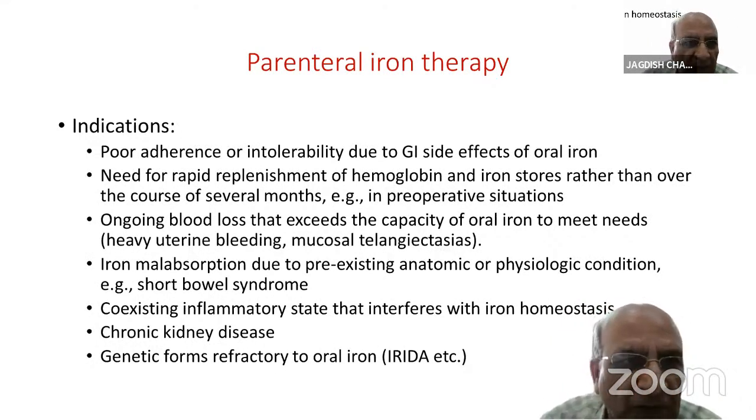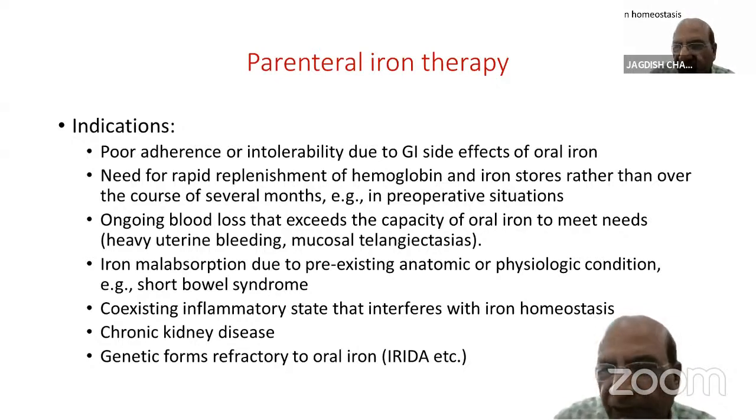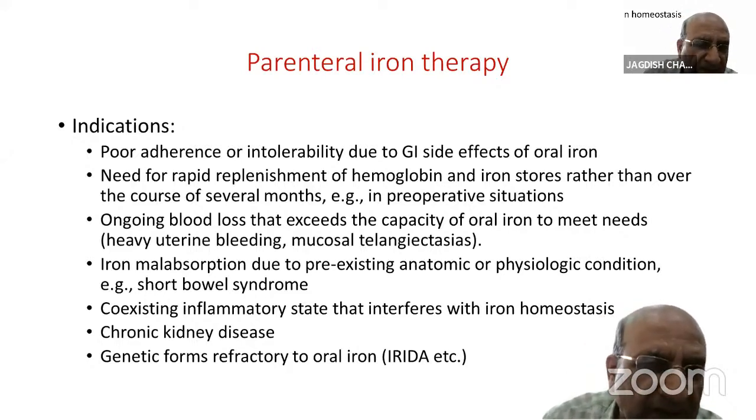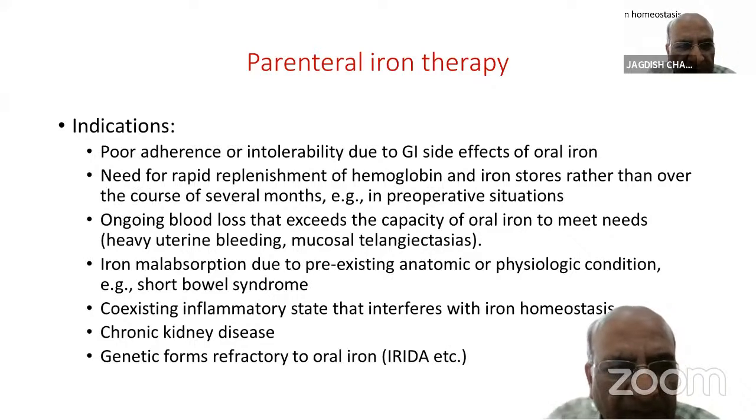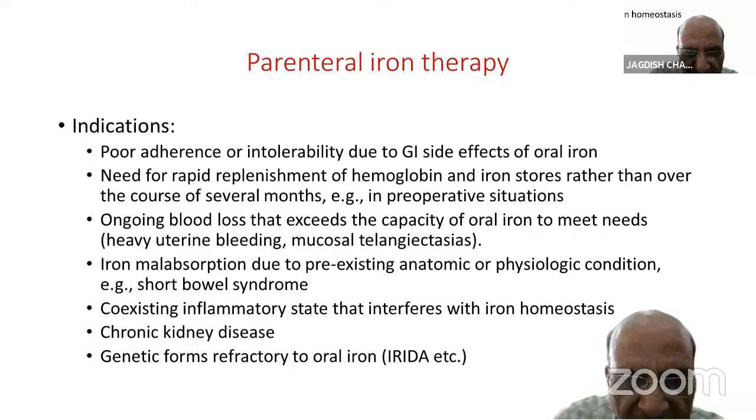But all the same, just to complete the topic, the indications would include poor adherence or intolerability due to GI side effects. If there is a need for rapid replenishment of hemoglobin, particularly in preoperative situations, then you might use parenteral iron. You can't wait, say, for 2 to 3 months for the hemoglobin improvement with oral iron therapy. Ongoing blood loss that exceeds the capacity of oral iron to meet the needs, like in heavy uterine bleeding or mucosal telangiectasia. Iron malabsorption due to pre-existing defects like short bowel syndrome, coexisting inflammatory state that interferes with iron homeostasis, chronic kidney disease, and the genetic form, that is IRIDA.